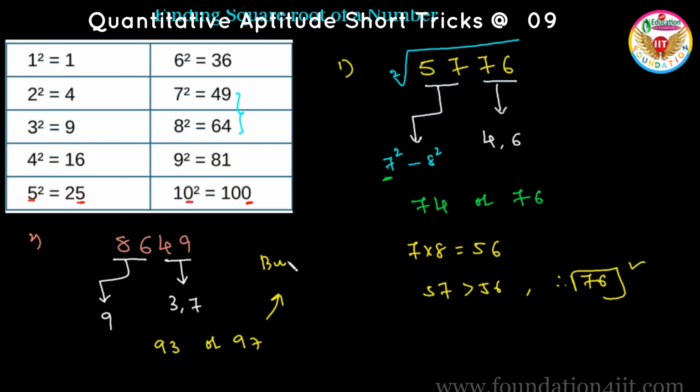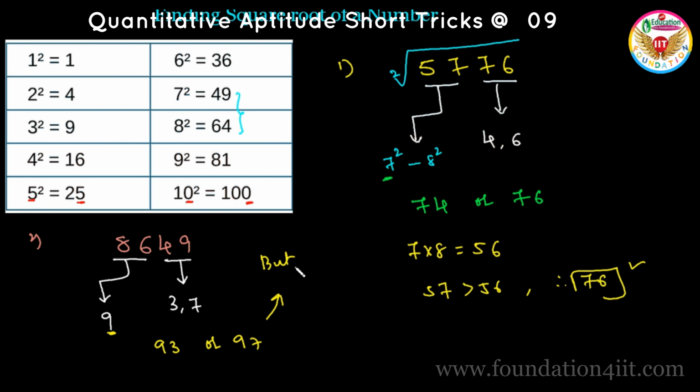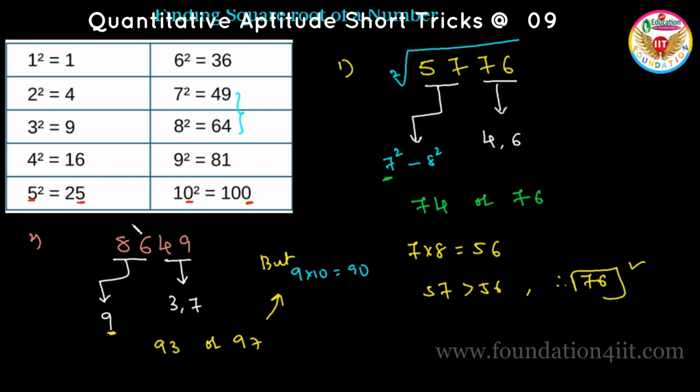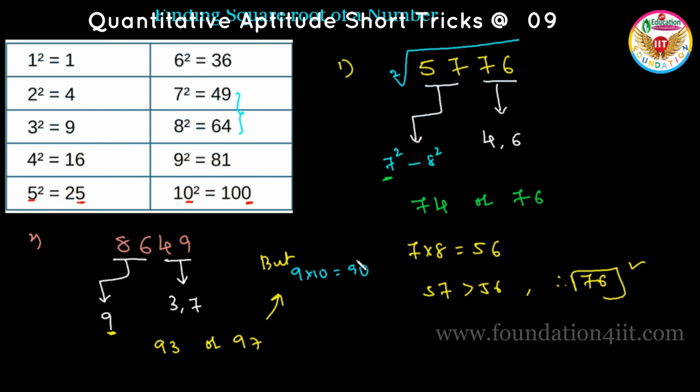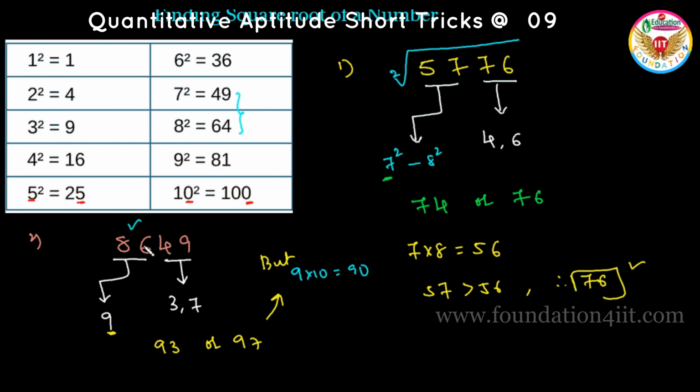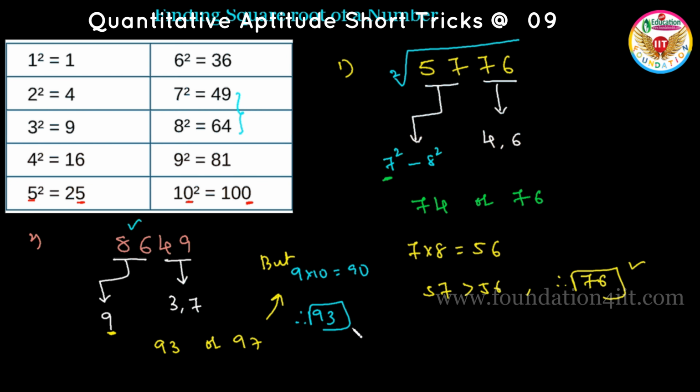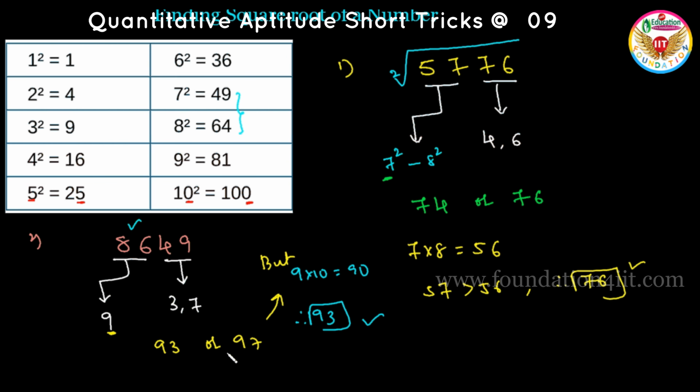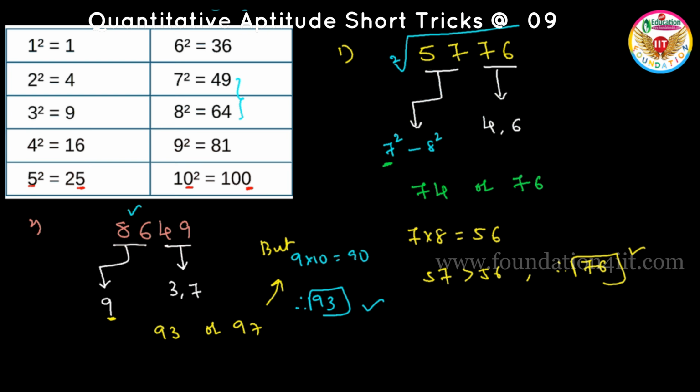So, this is the number 9. The next number after 9 is 10. Multiply 9 by 10 to get 90. Compared to 90, 86 is smaller. If the starting number is small, the smaller option is the answer. If the starting number is big, the bigger option is the answer. Therefore 93 is the correct answer, not 97. Any number you can solve easily using this pattern.